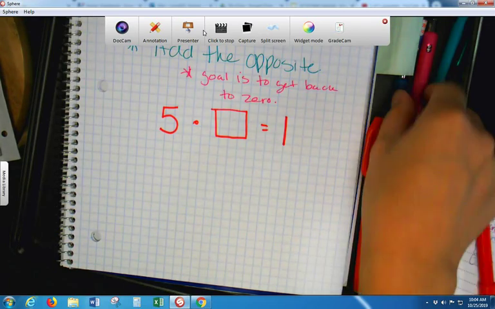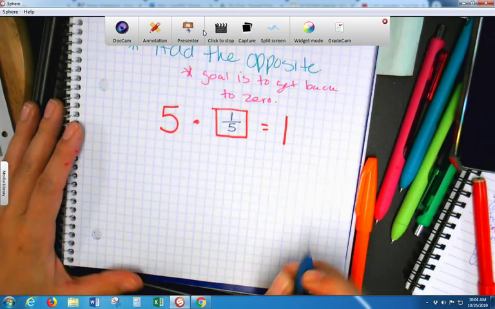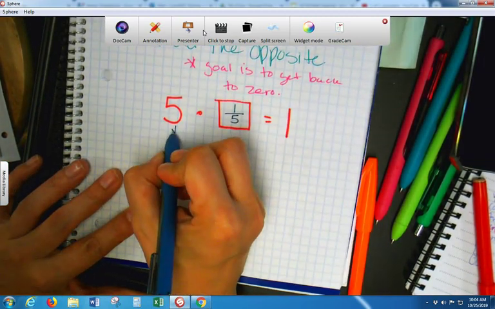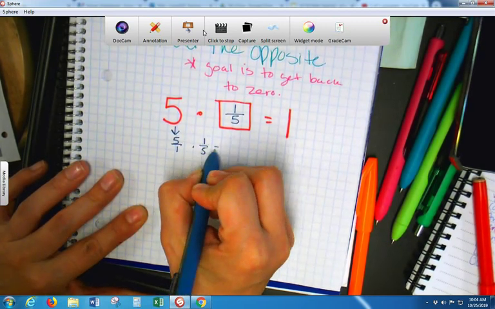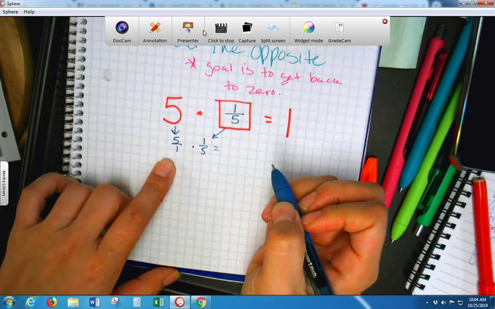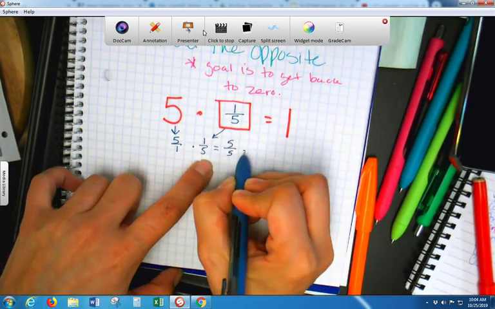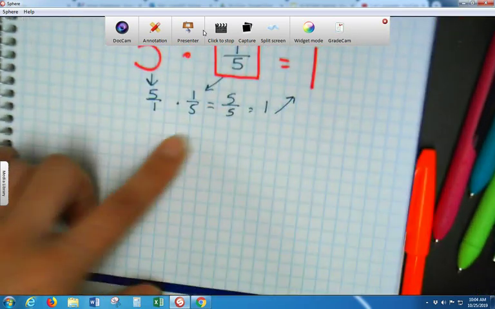Okay, we're going to use a fraction. 1/5. Why? Because if I write this as an improper fraction, and I bring this down, 5 times 1 is 5. 1 times 5 is 5, so it equals 1. That's why 1/5 works. Okay?